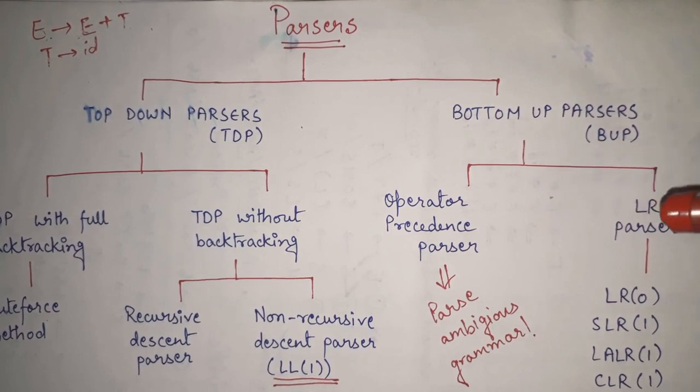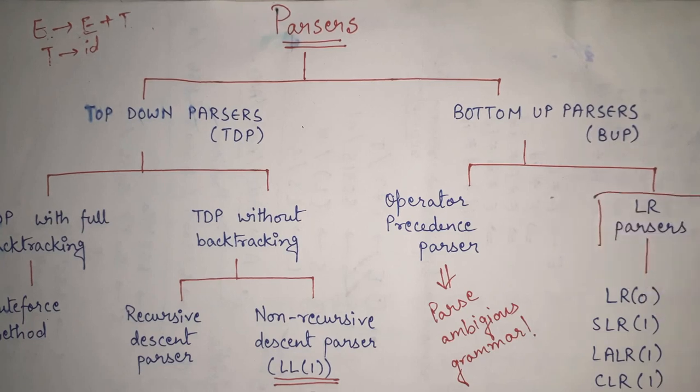Fine. Then we have LR parsers. Among the bottom-up parsers, LR parsers are the most important. In LR parsers we have four types: LR0, SLR1, LALR1 and CLR1. All these four LR parsers are very important. We will see all of them in great detail with multiple examples, because it is very important for you to clearly identify the differences between these parsers, how they work, and how they parse the string.